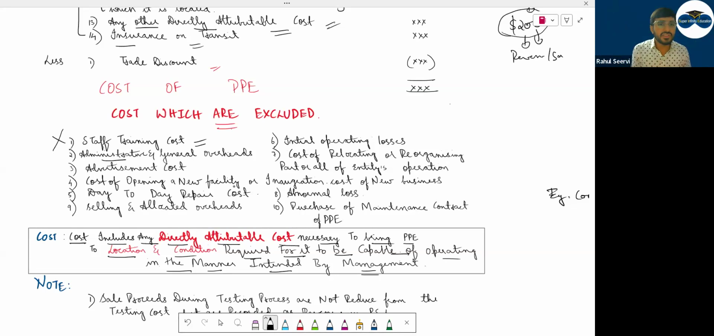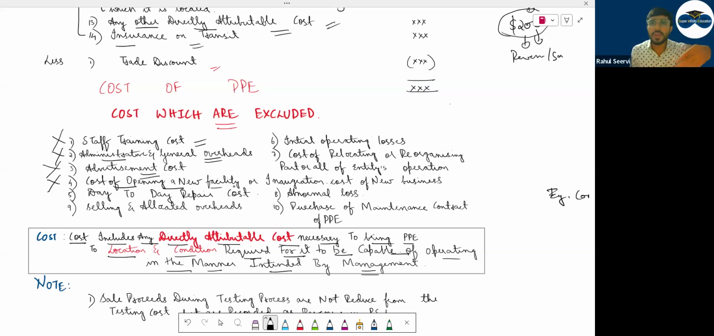Then administrative and general overheads, like normal expenditure, like your selling team, your purchase team, etc. Those salaries will not be included here. It will be excluded. Advertisement cost will also be excluded. When you inaugurate any factory building, you do advertisement of your stores, etc., you will exclude this. You will not include all this in the cost of the building. Cost of opening a new facility or inauguration will also not be included.